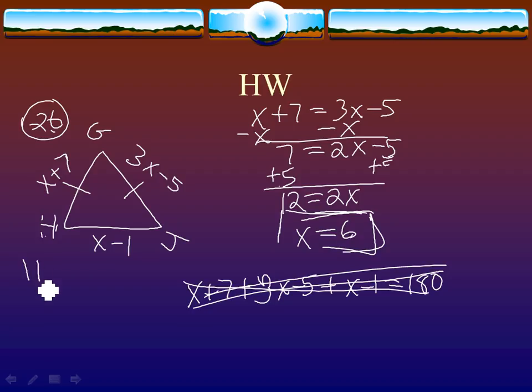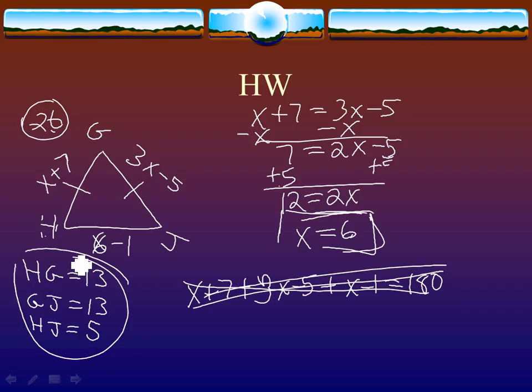So how long is segment HG? 13. Good. How long is segment GJ? 13. They had to be the same, didn't they? And how long is segment HJ? 5. I heard 12, I heard 5. Well, 6 minus 1 is 5. How did you get 12? Took the 13 from here and stuck it in there. So take your time and make sure you don't make careless mistakes.